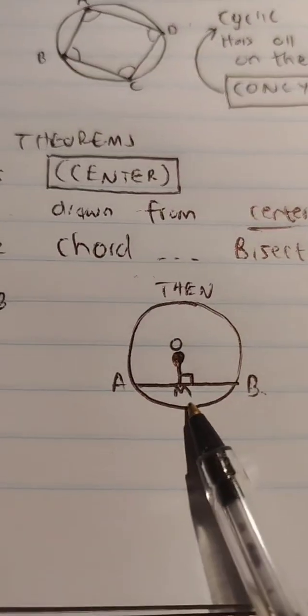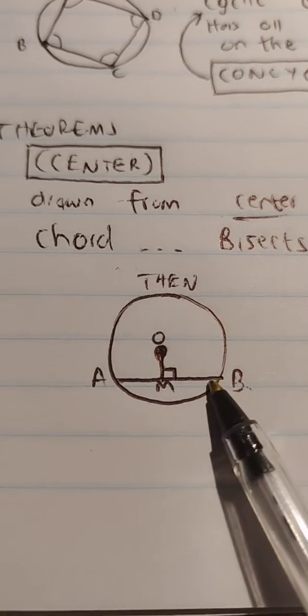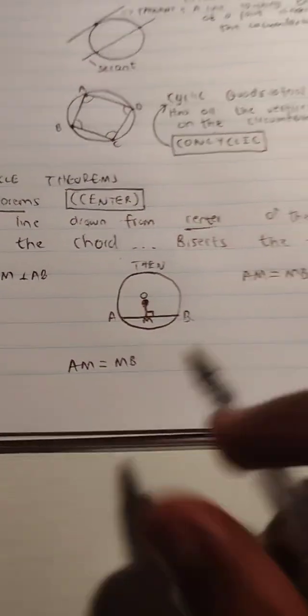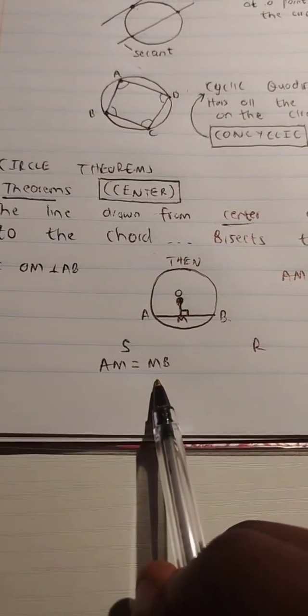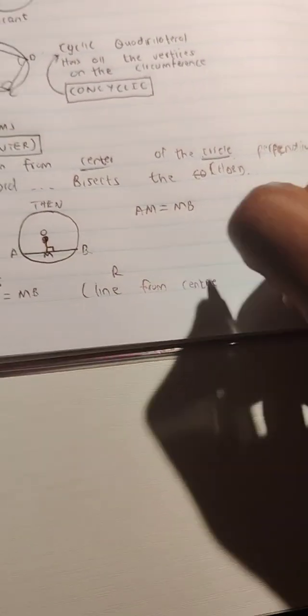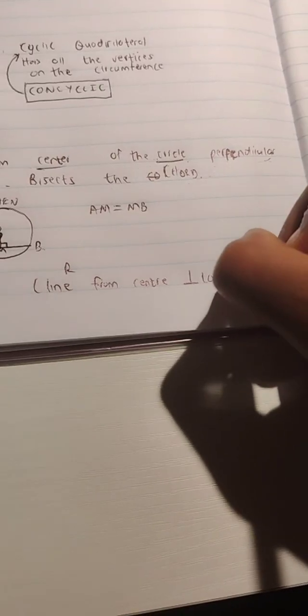Now guys, if I'm given a diagram like this, this is the statement I would be able to write. I would be able to say AM is equal to MB. That's my statement. My reason for saying AM is equal to MB, which is an acceptable reason, is for this theorem: line from center perpendicular to chord.